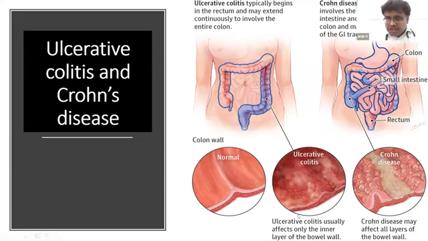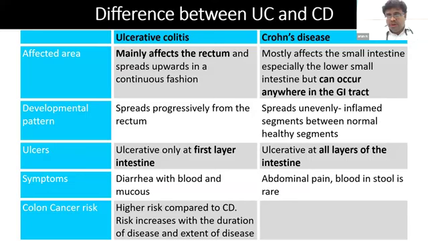And usually ulcerative colitis will be affecting only the inner layer of the bowel wall, but in Crohn's, it will be affecting all the layers of your bowel wall. So that's how the differentiating pointers have to be taken into account.